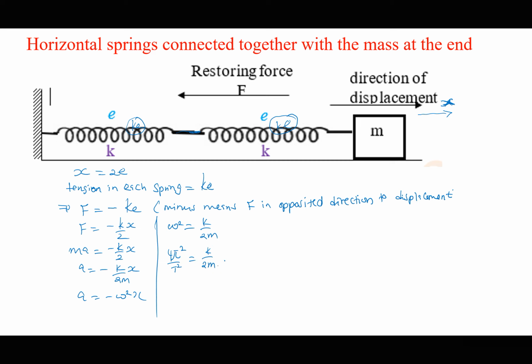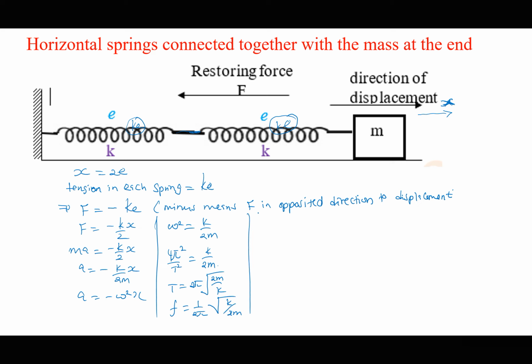So we cross multiply and find the square root. This means T is going to be equal to 2 pi times the square root of 2M over K, which means the frequency is going to be 1 over 2 pi times the square root of K divided by 2M.